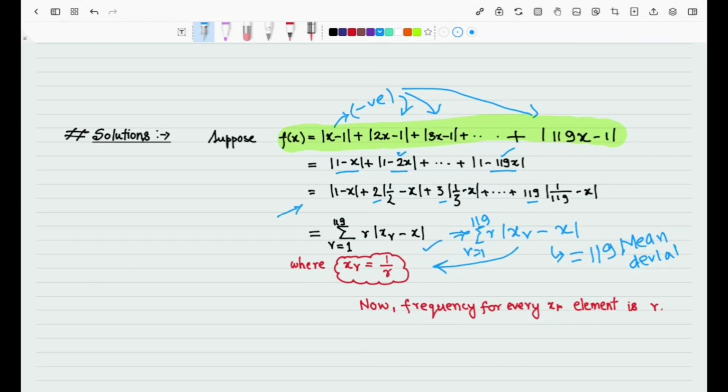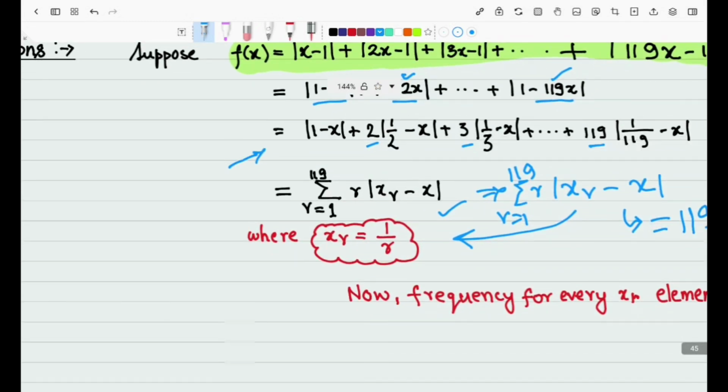119 times the mean deviation. Now, if we can minimize the mean deviation, we can obviously minimize the following f of x. Now you would be pretty confused, right? What I have written below in the below part.